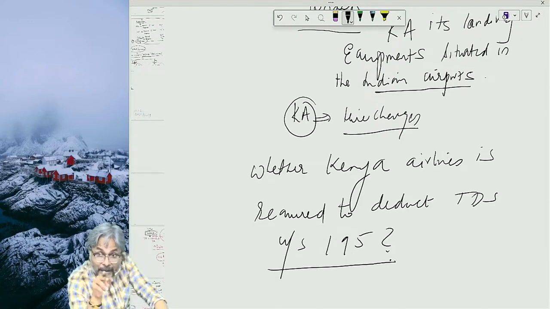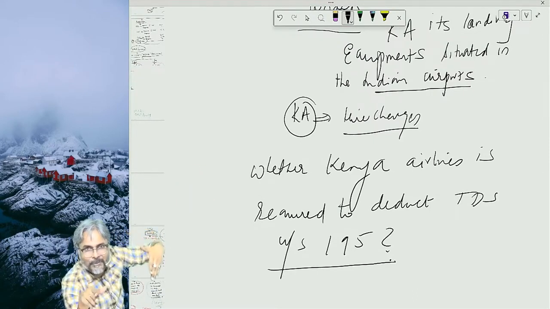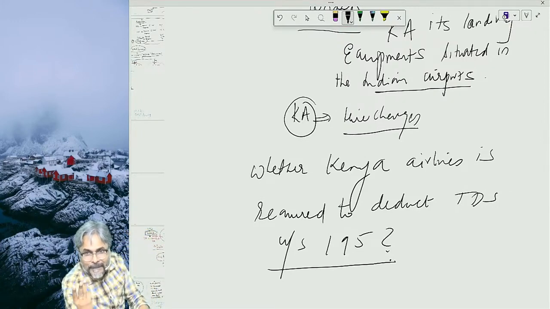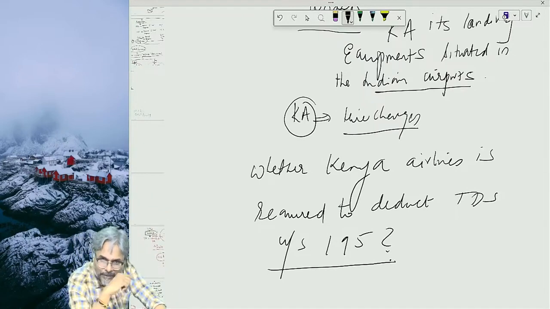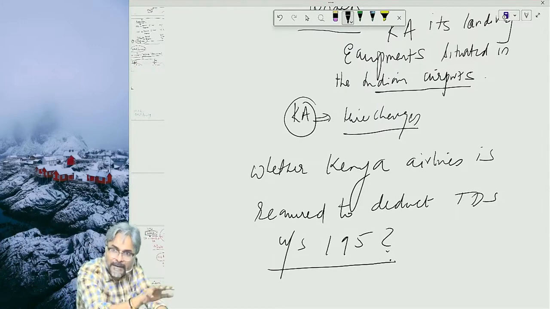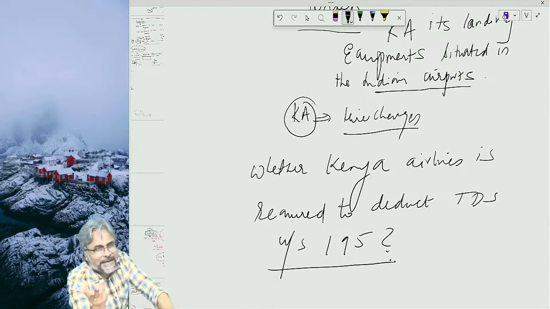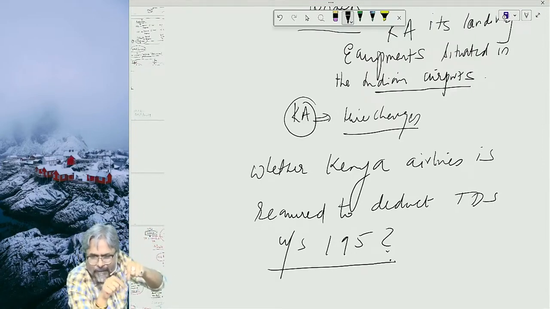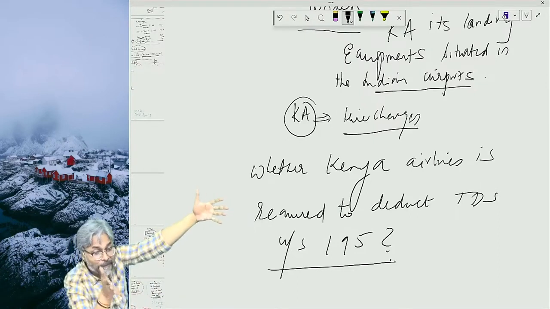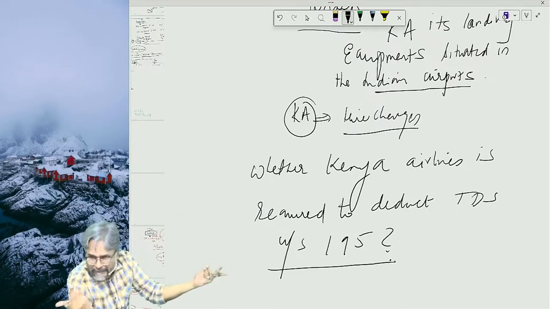But an airline like Kenya Airlines comes only twice a week. Imagine for them: the aircraft requires landing equipments. When they touch down at the airport, obviously landing equipments are required, isn't it? But just imagine, Kenya Airlines is only coming three times a week. They may not have a full-fledged fleet of their facilities in India. They will not have it.